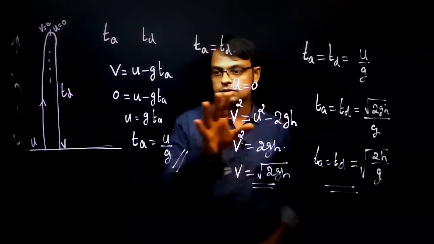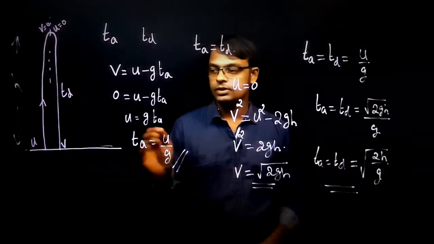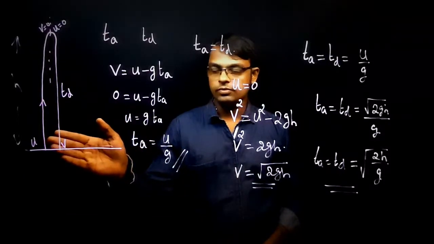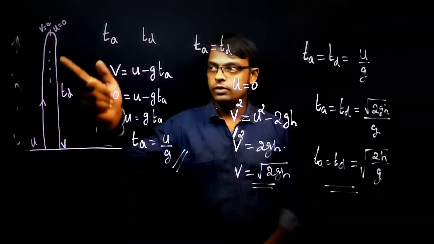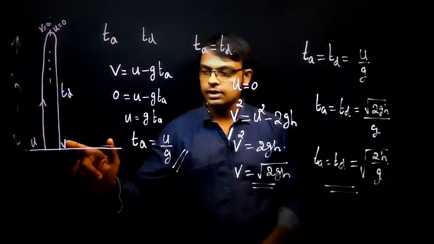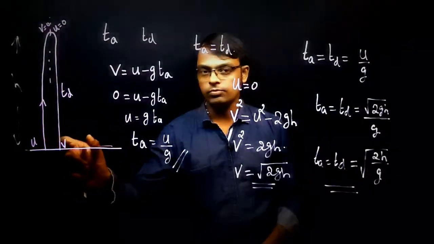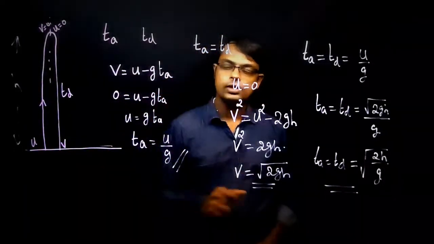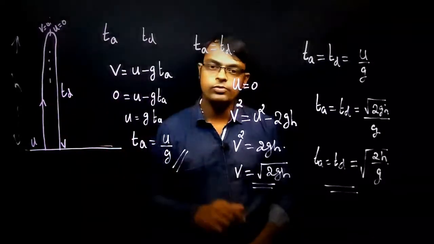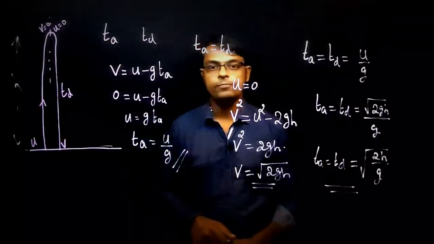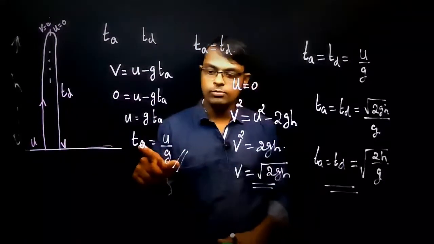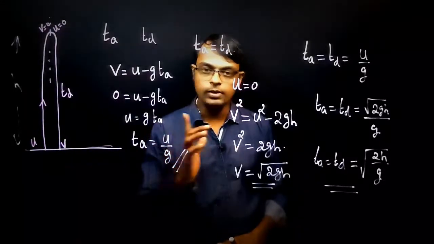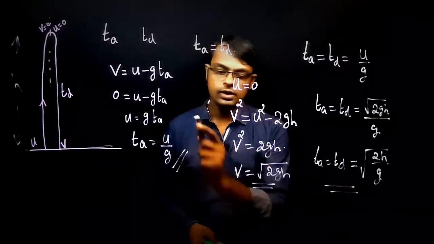So here we have discussed three cases. What is the first case here? At the point of projection, the velocity was u. When the body goes up and comes down and reaches exactly the same point, the velocities are equal. Next, we have proved that time of ascent and time of descent will be equal. The time of ascent as well as time of descent is equal to u by g or v by g, and u and v are equal.